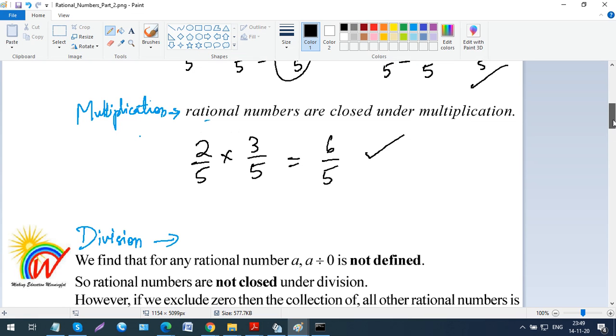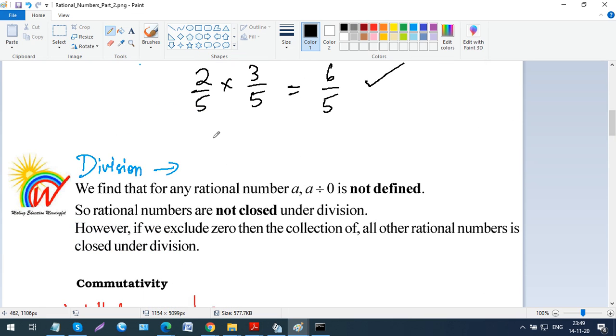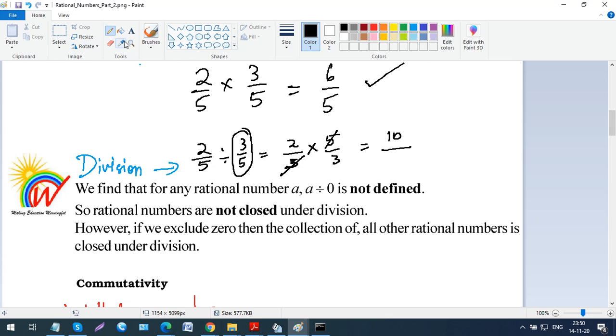Now for division, let me take two numbers. If I take any number, it's going to work out. If I do 2 by 5 divided by 3 by 5, the division will become multiplication and the second fraction will be reciprocated: 2 by 5 times 5 by 3. The 5 gets cancelled and you get 2 by 3 as the answer. So 2 by 3 is a rational number. So it actually does work out.